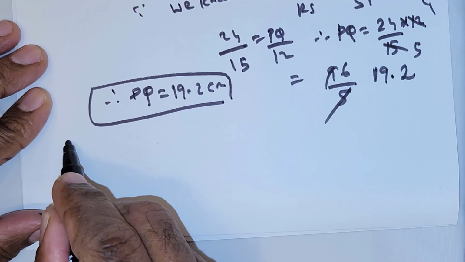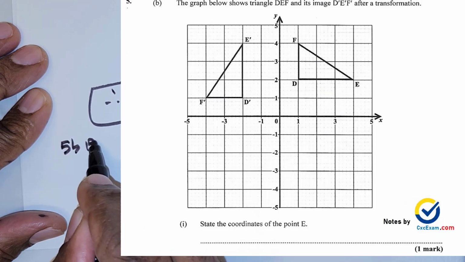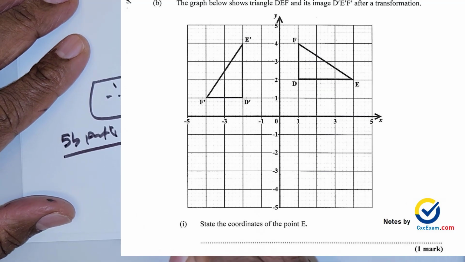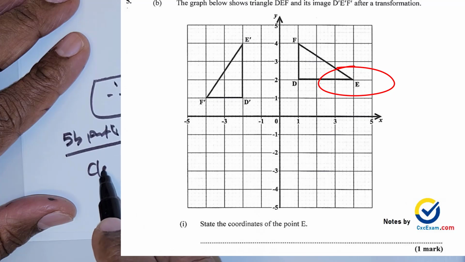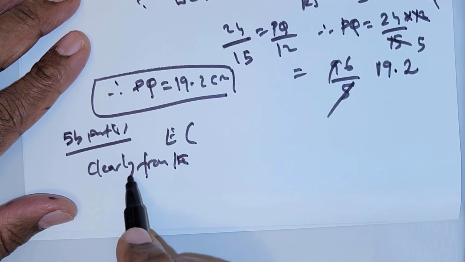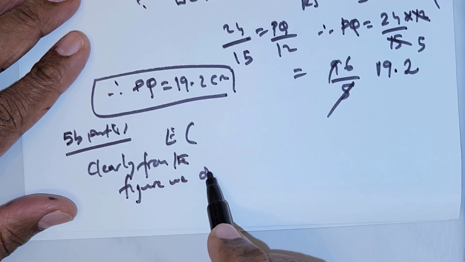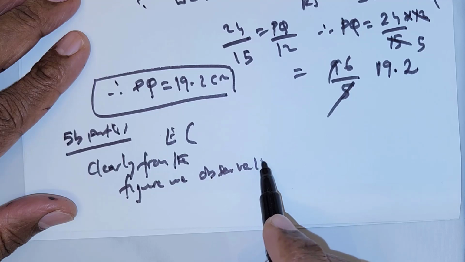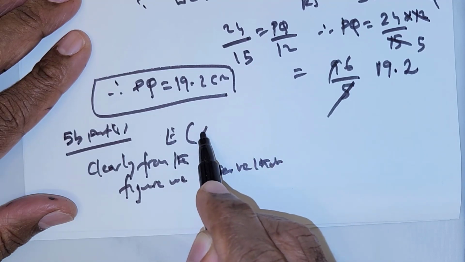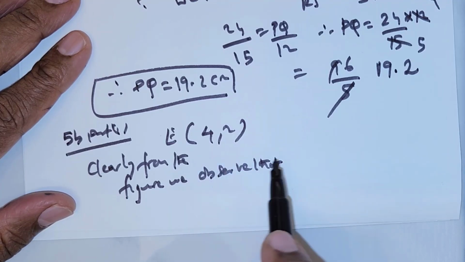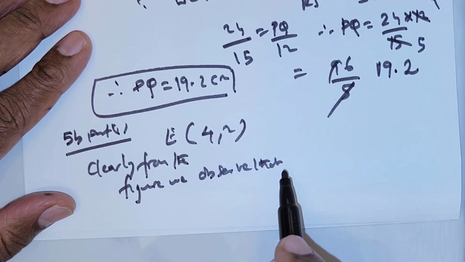Okay, for this question 5b part I, they are asking us to find the coordinate of E from the figure. Now clearly from the figure we have observed that E is 4,2. So you need to just see the figure and get the coordinates.